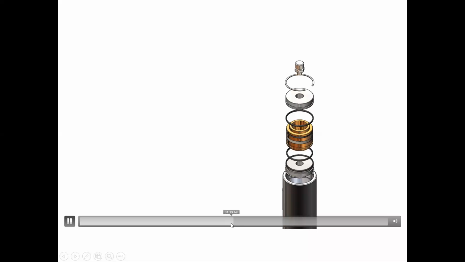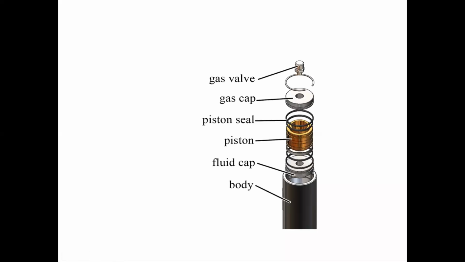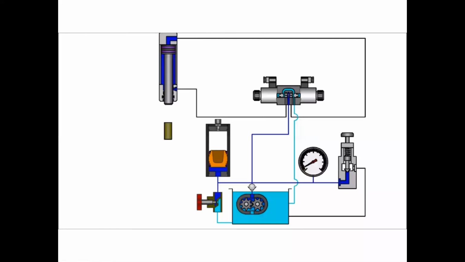The main elements of a piston accumulator: body, piston seal, fluid cap, gas valve. Examples of application.